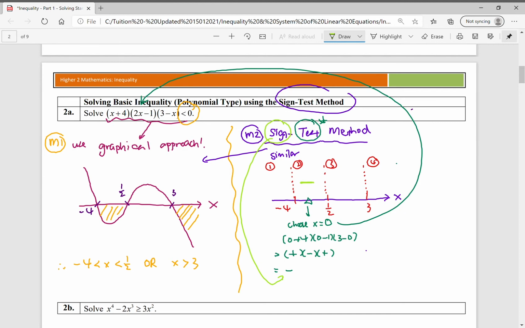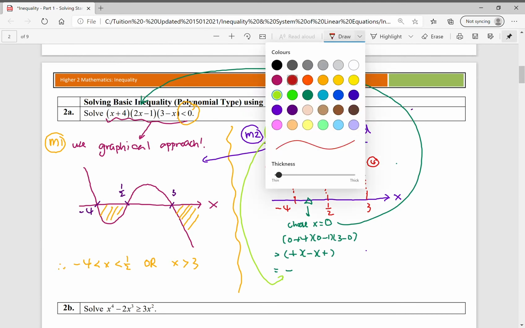Of course, what it means in plain English is that regardless of what x value you choose between -4 and positive half, the y coordinate will always give you a negative value, which, as I said, compared with the graphical approach, is pretty obvious already. So this actually has the same meaning.